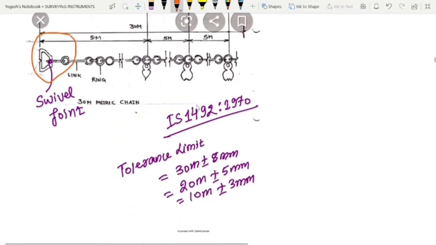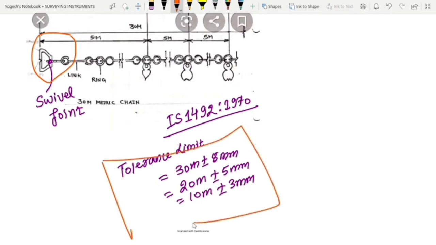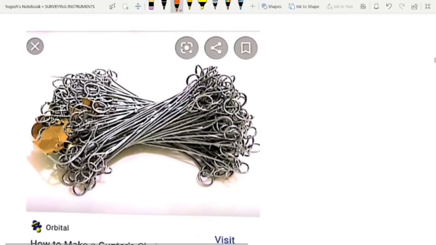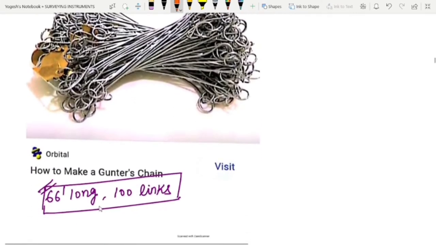IS code number 1492. The tolerance limit, meaning the maximum permissible error, is plus or minus 8 mm for a 30 meter chain, plus or minus 5 mm for a 20 meter chain, and plus or minus 3 mm in the case of the 10 meter chain. Gunter's chain is 66 feet long, with 100 links.